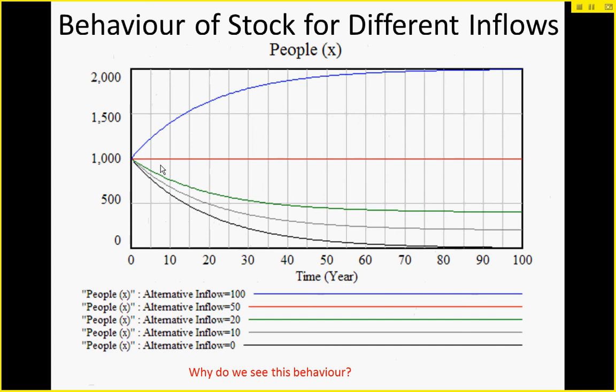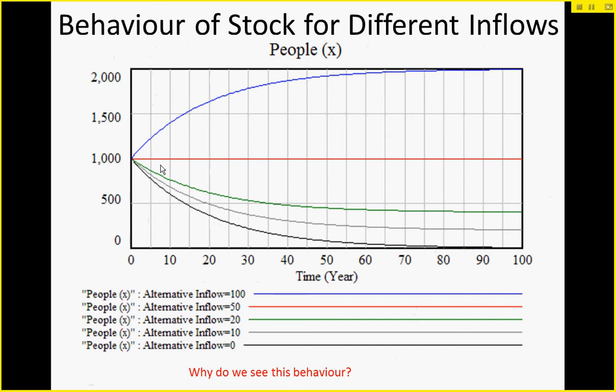And this shows the behavior under a variety of different inflows. So if the inflow is less than the outflow, what happens to the stock, folks? If this inflow is less than 50, and 50 is what's needed to maintain it, what happens? So the inflow is less than the outflow, therefore the stock will drop in value, and that will lead to what dropping also?